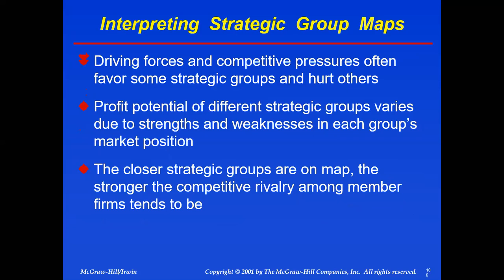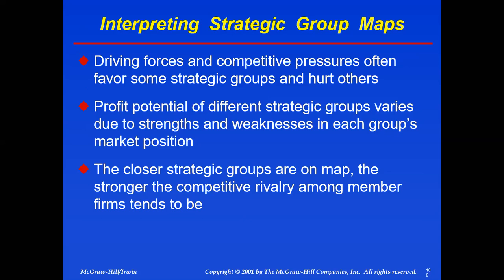Now, there are certain interpretations of the strategic group maps. The first interpretation is that driving forces and competitive pressures often favor some strategic groups and hurt others. The second interpretation is that the profit potential of different strategic groups varies due to strengths and weaknesses in each group's market position. And the third interpretation is the closer the strategic groups are on the map, the stronger the competitive rivalry among member firms tends to be. So these are very important interpretations of the strategic group map.